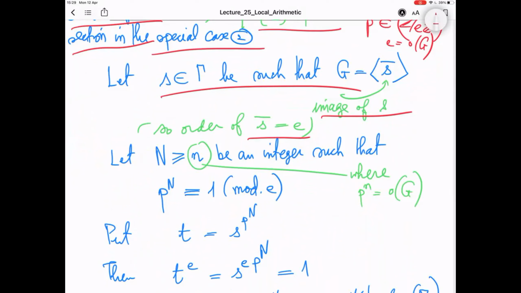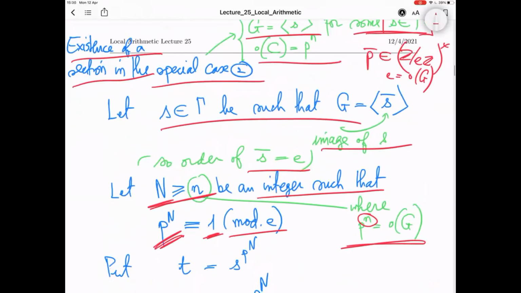Now, n is this exponent, right? P to the n is the order of G. I take capital N to be an integer bigger than little n, and such that P to the capital N, this power of P, is congruent to 1 modulo E. You see?